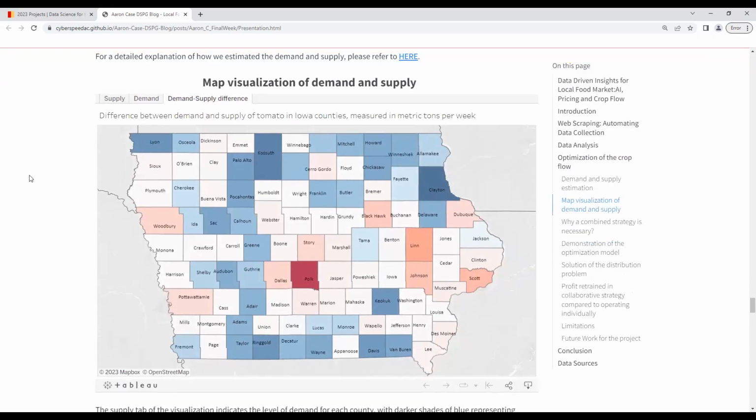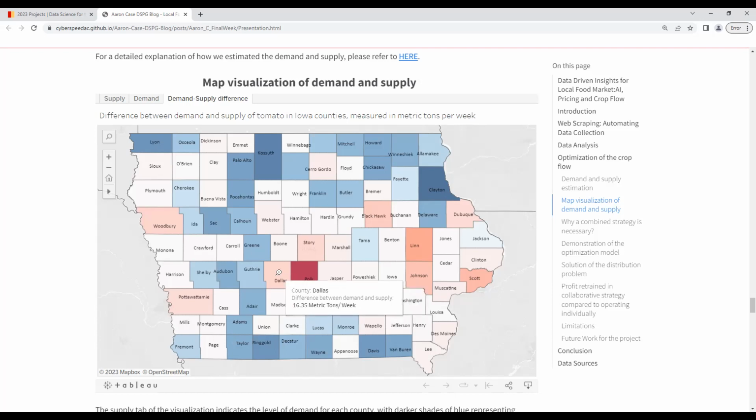Then we plotted the demand and supply difference in every county. Here the color gradient ranges from deep blue to deep red. Deep blue means there is a surplus of supply, and deep red means there is a severe deficit of supply. For example, if we hover our mouse on Polk County, it shows that there is an 86.58 metric ton per week deficit of tomatoes supply.